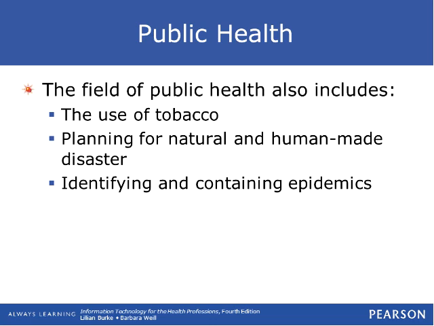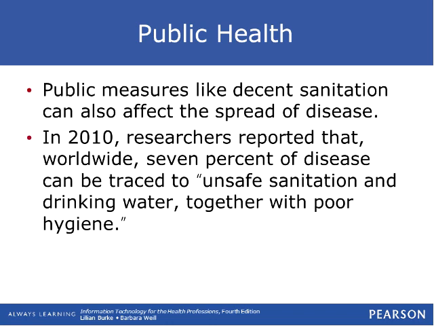The field of public health also includes the anti-tobacco, not the use of tobacco, but the elimination of tobacco use, and then planning for natural disasters as well as human-made disasters, forest fires, those kind of things, earthquakes, and such. And they can also identify and contain epidemics, which is a regional disease that affects everybody in a certain region, or pan-epidemics, which could be epidemics which are in more than one place. So they play an important part in that.